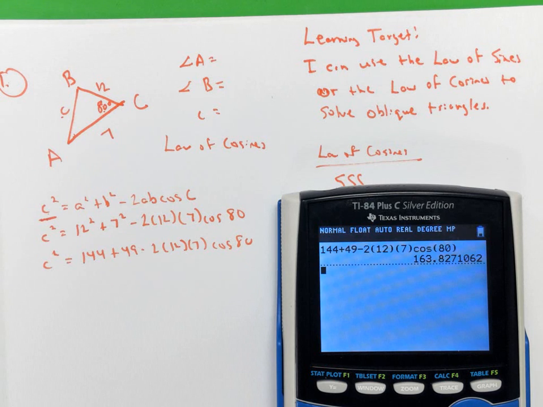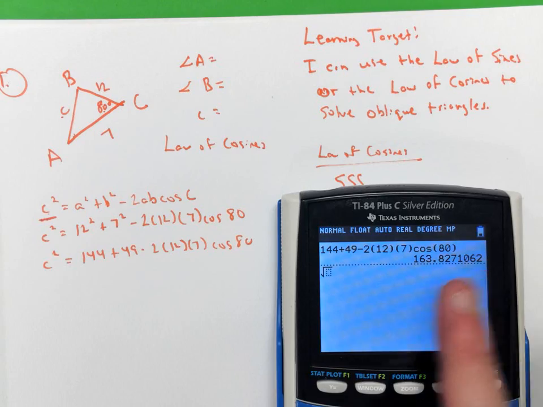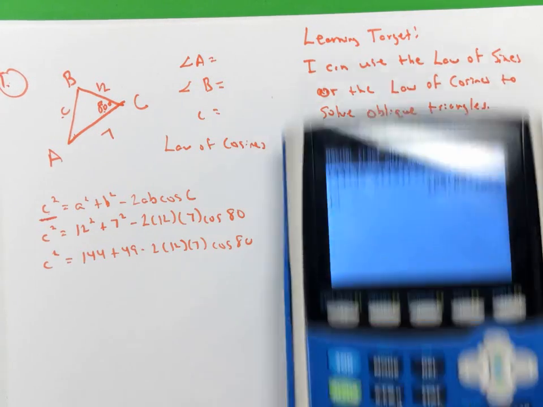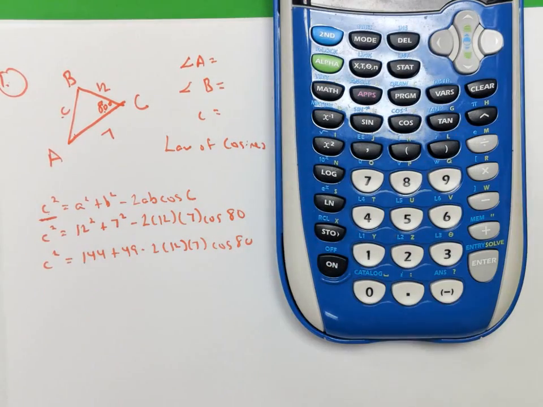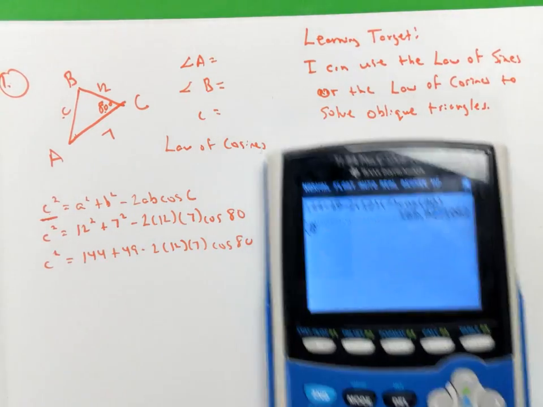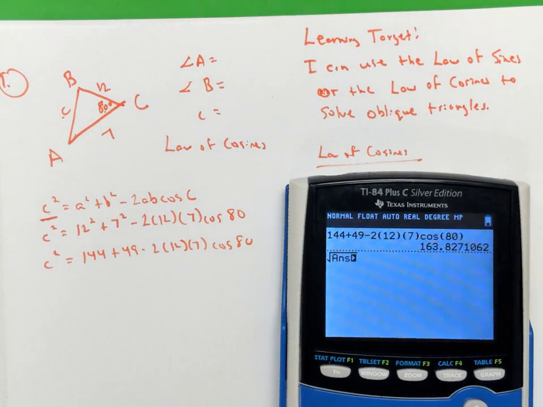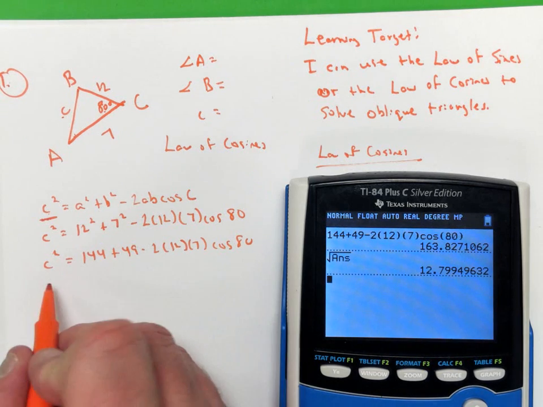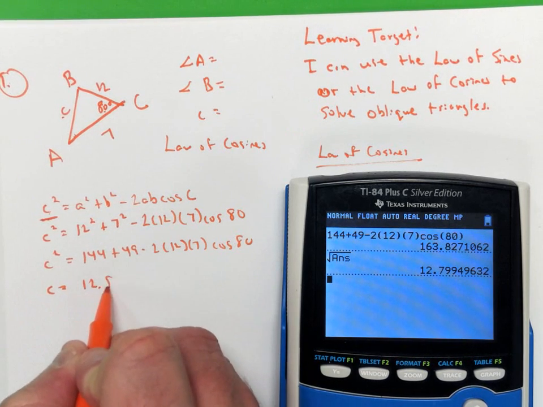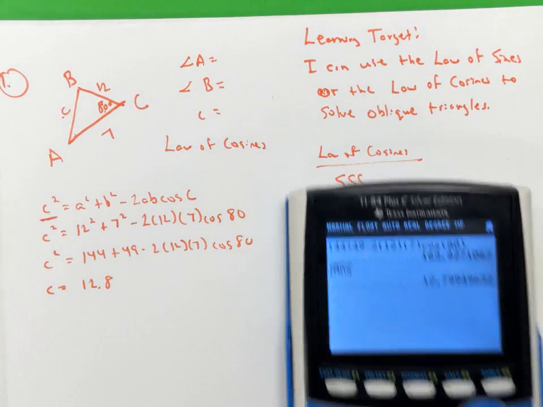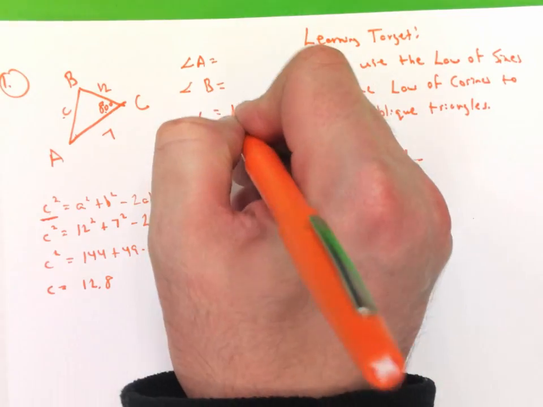You see that big number right there. Now I'm going to take the square root of that. And to put that under my square root, you hit second down here. You see this called answer? Well, that's what you can put right there. Alright. And I get C is equal to 12.8. Okay, so I found 12.8. So I'm going to put 12.8 right here.